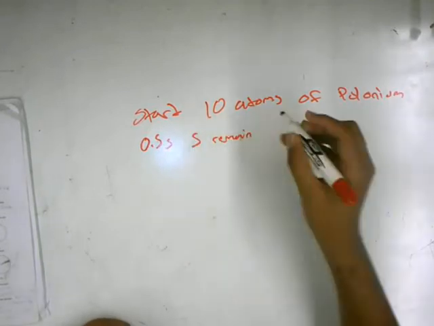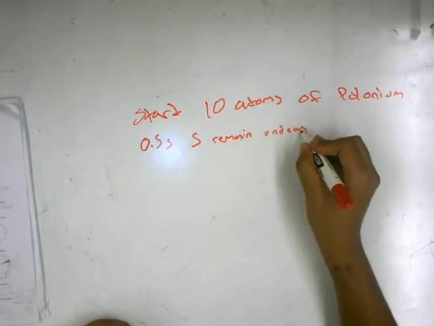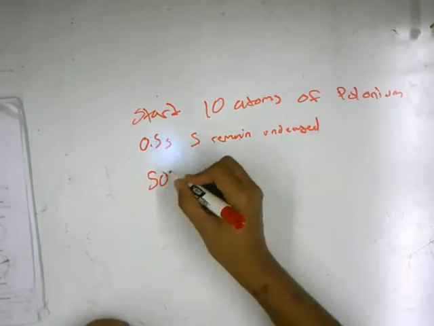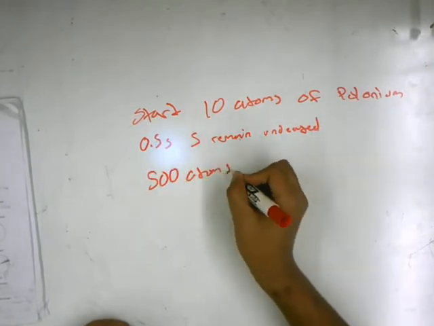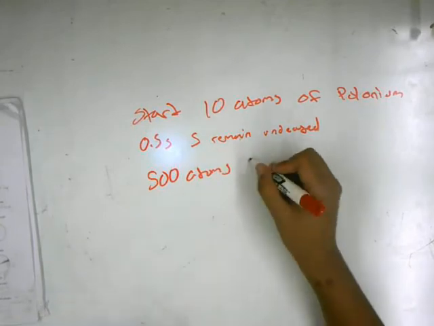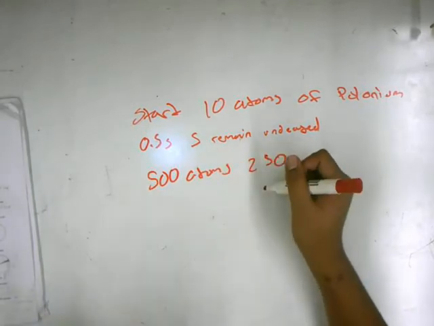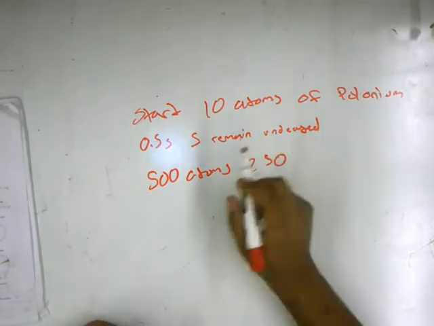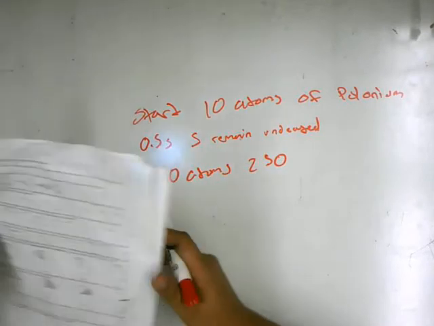What if you start with 500 atoms? You can assume that 250 remain undecayed. And that would be question number 6, and that'd be the full first problem set of nuclear.